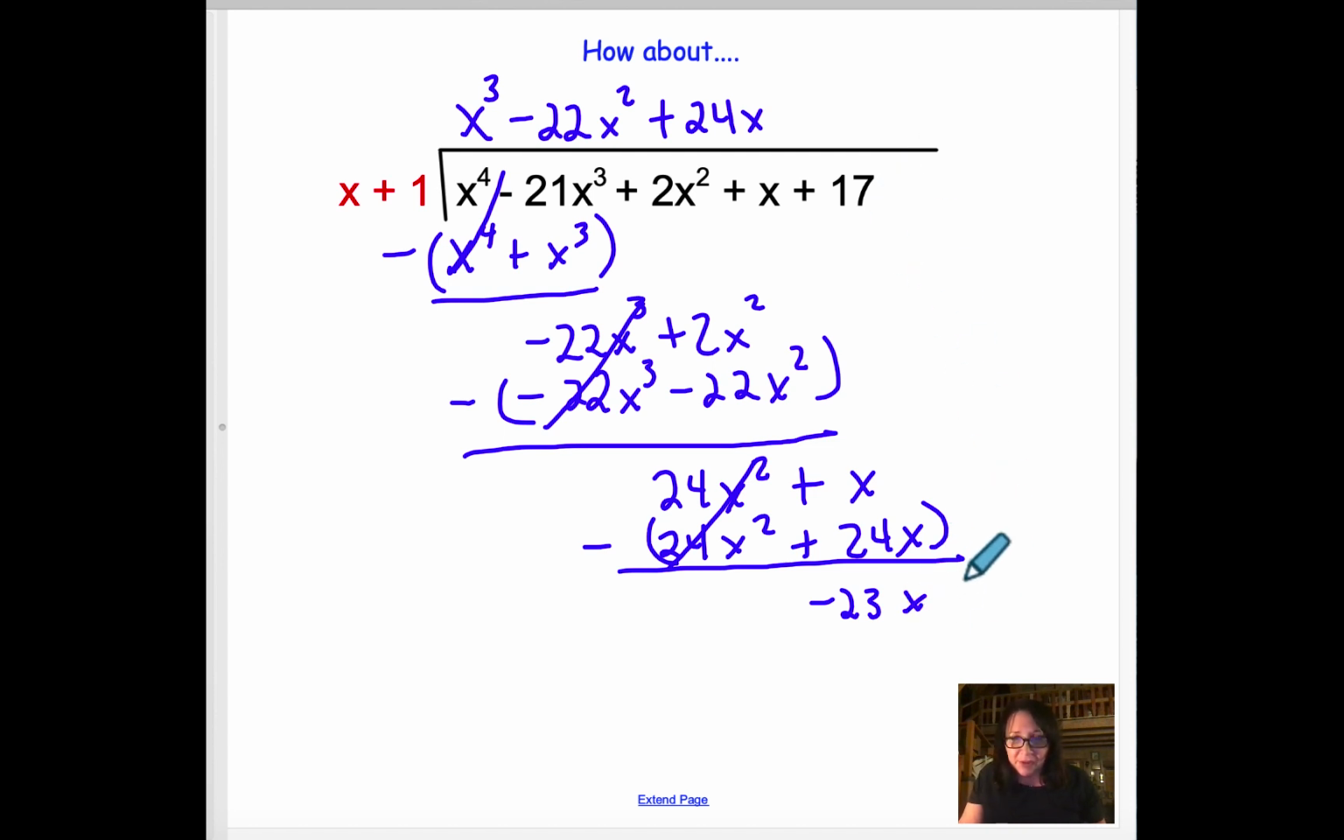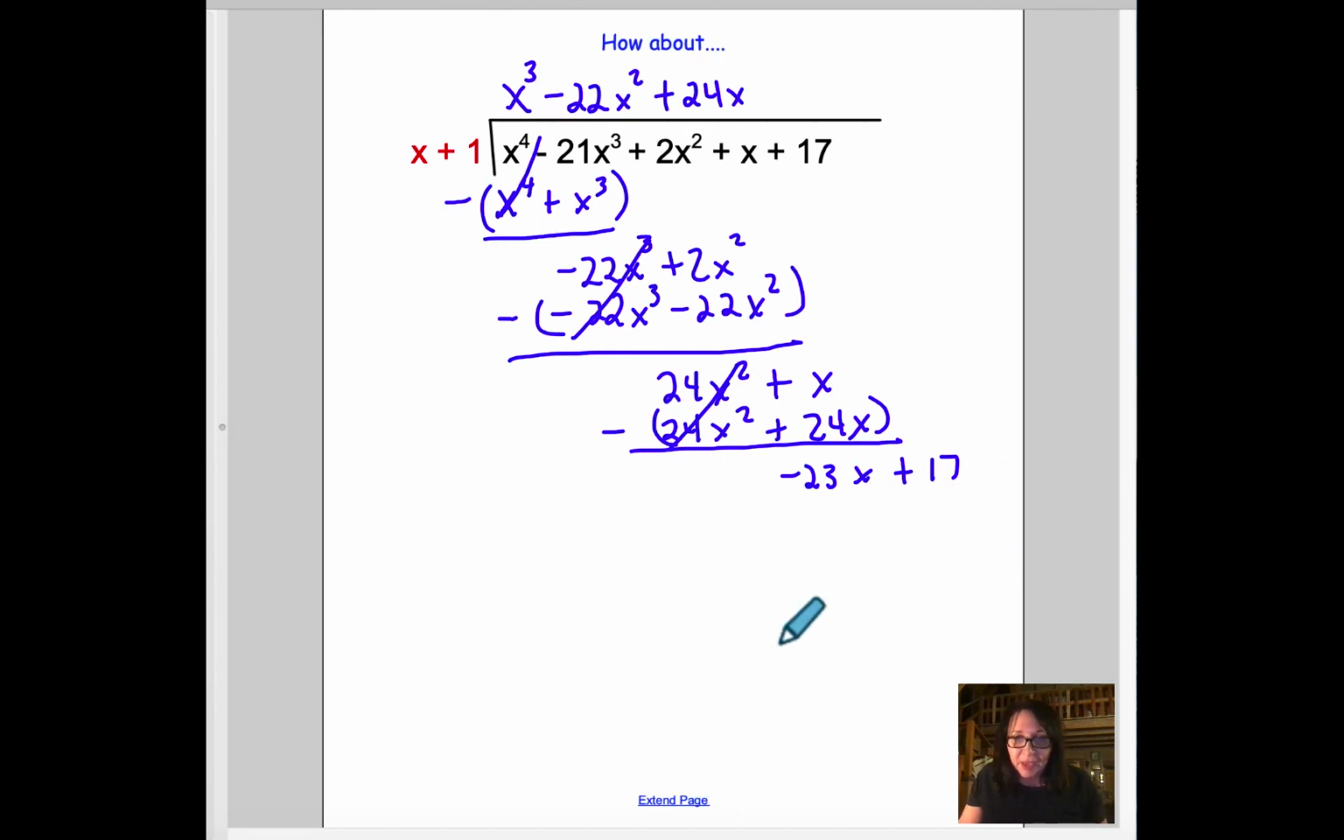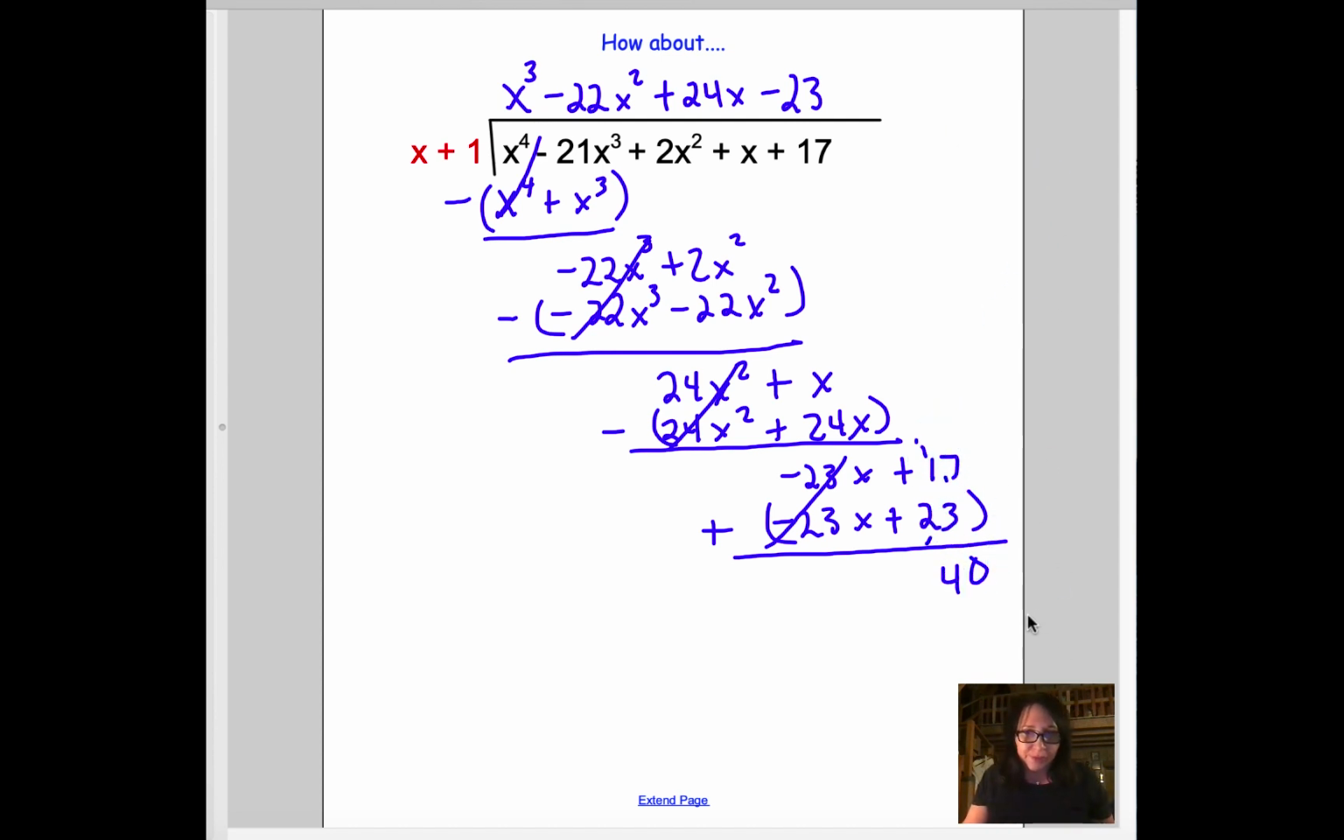I'm going to bring down my next term, which is plus 17. So now I'm going to go x times what is negative 23x. So that's going to be minus 23. Negative 23 times x is negative 23x. And negative 23 times 1 is negative 23. So I'm going to subtract this quantity. Again, these are going to cancel. And now I have 17 minus negative 23, which makes plus. 7 plus 3 is 10. Carry the 1, 2, 3, 4. I have no more terms to bring down.